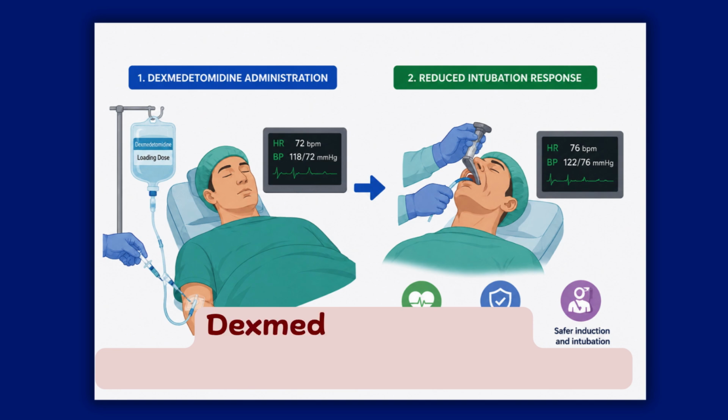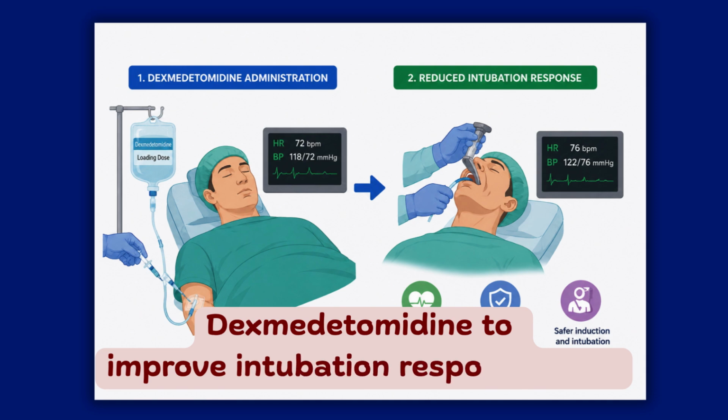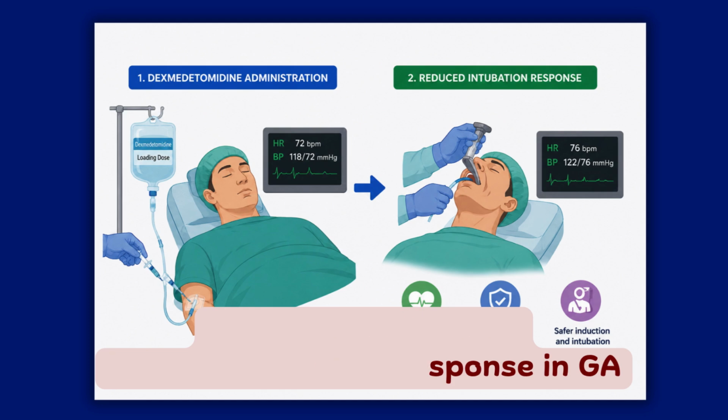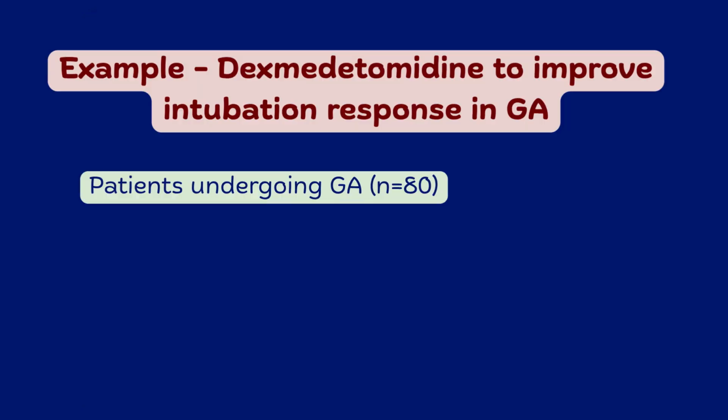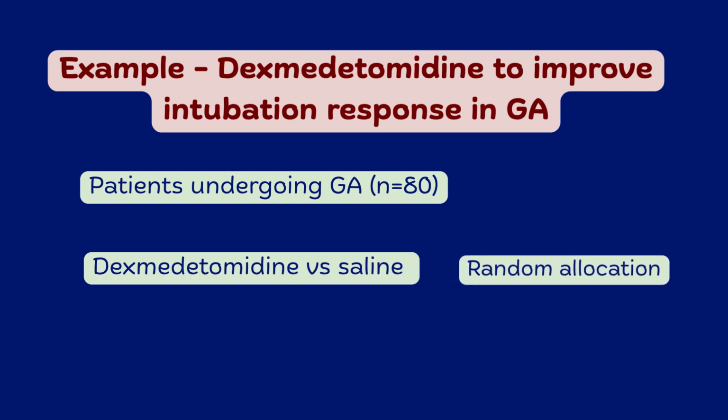Consider another study in which a group of researchers wanted to evaluate the effectiveness of dexmedetomidine on the intubation response in patients undergoing general anesthesia. They recruited 80 patients undergoing general anesthesia using random allocation technique, randomization. They gave dexmedetomidine to one group of patients before giving general anesthesia. This was the intervention group. They gave normal saline placebo to the other group before giving general anesthesia. This was the control group.